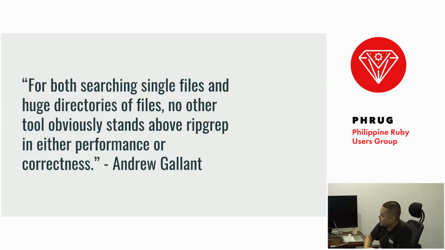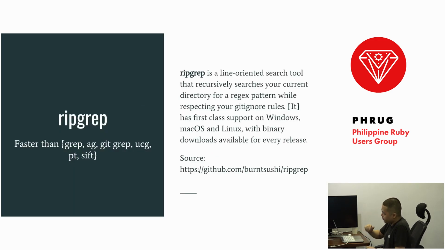Next is ripgrep. For both searching single files and huge directories of files, no other tool obviously stands above ripgrep in either performance or correctness. This is an excerpt from Andrew Gallant, the author of ripgrep, from his blog post where he discusses the project in detail. Ripgrep is a line-oriented search tool that recursively searches your current directory for a regex pattern while respecting your gitignore rules, and it has support for Windows, Mac, and Linux, and binary downloads.